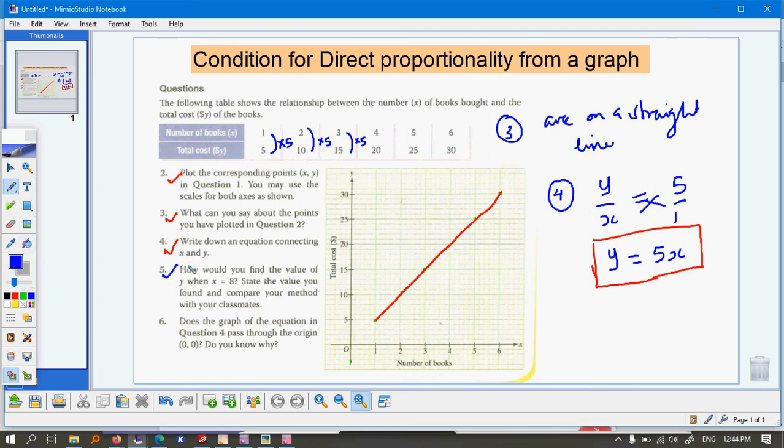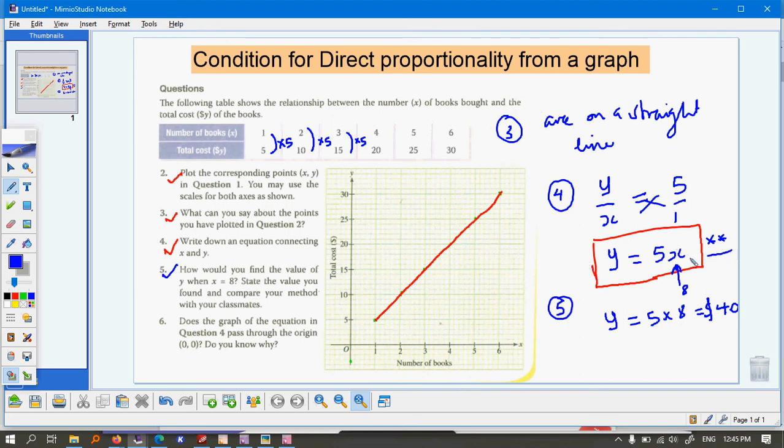So when we go to question 5, how would you find the value of y when x is 8? Now you will notice that for this question they've asked for a value that's not on the graph. So we will not be using the graph, we will use our equation. Find the value of y when x is 8. Basically substitute x as 8. Where there is x, put there 8. So our y would be 5 times 8, which is 40. Now y was the cost, and that's money in dollars, so we'll add the dollar unit. So when they ask for a value which is not on your graph, you have to use the equation.